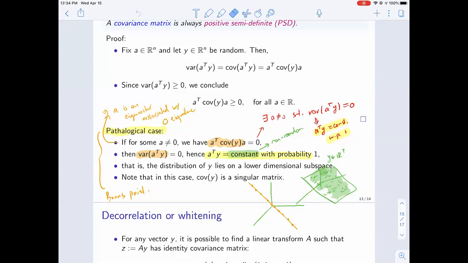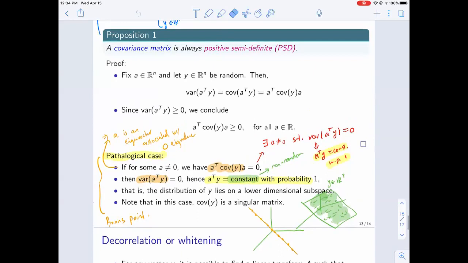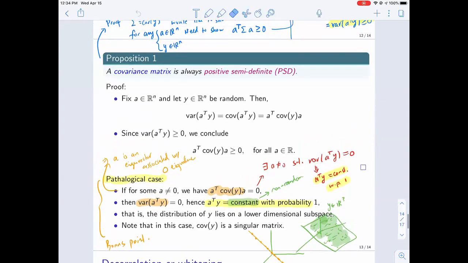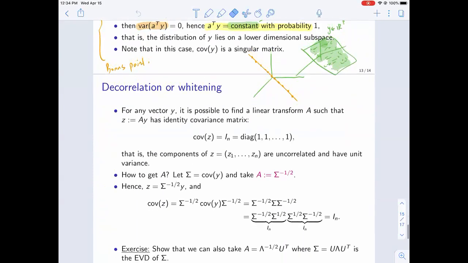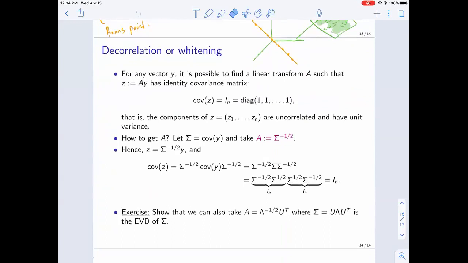Okay, so the last thing we talked about was this proposition that the covariance matrices are positive semi-definite. I'm not going to repeat that, but it is good to remember. One last thing that we want to talk about before we move on from this topic is this idea of decorrelation or whitening. This is interesting, but we're not going to use it as much in this course, so I'm going to briefly mention it, and we'll come back to it at some other point.